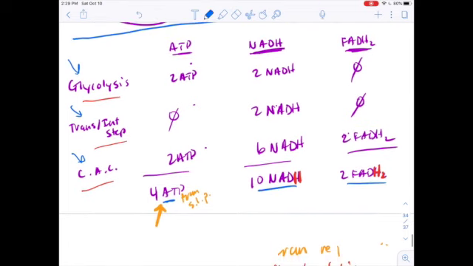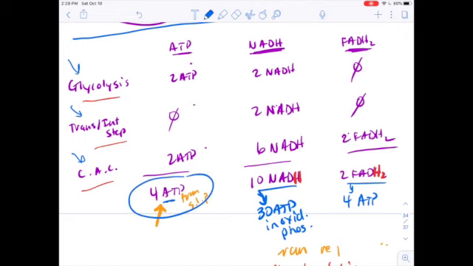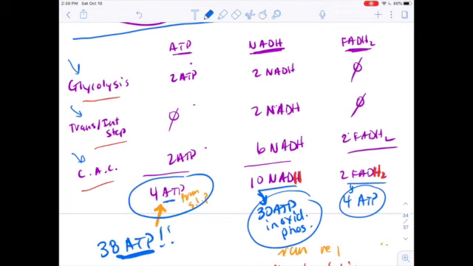Under ideal conditions, these 10 NADH will make 30 ATP in oxidative phosphorylation, and these 2 FADH will make a maximum of 4 ATP. We add up the 4 from substrate level, 30 plus 4, 38 ATP. Way more than 4, huh? So look, you got 34 out of oxidative phosphorylation.